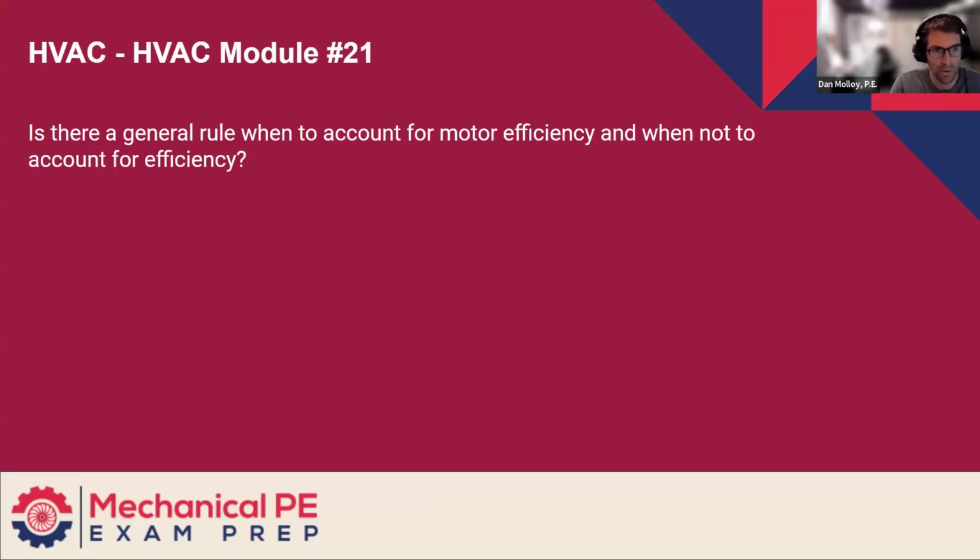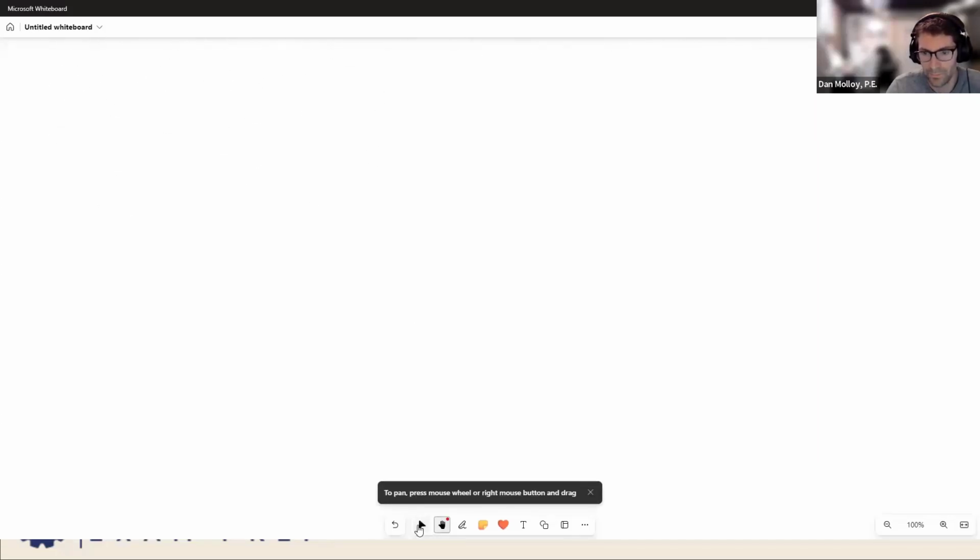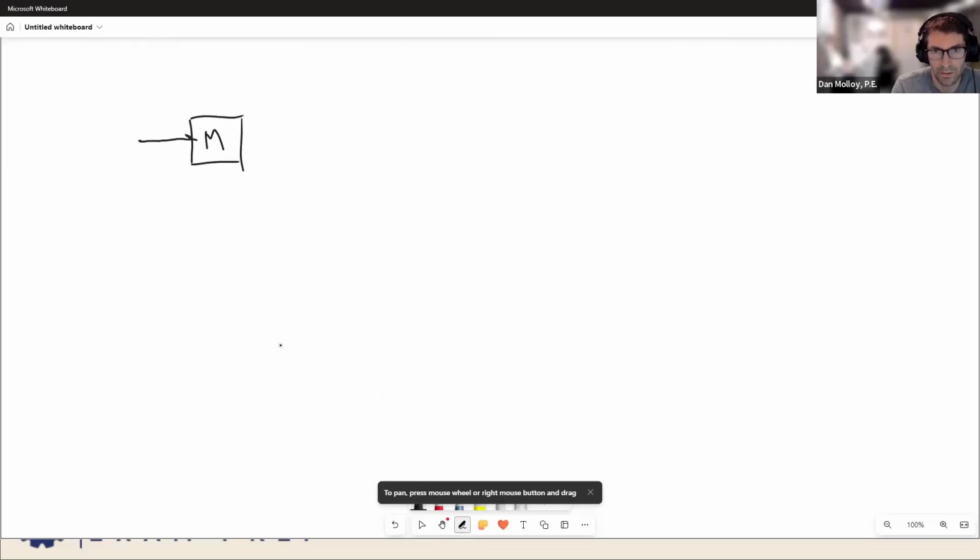One is to always remember that motors are rated in their output, which is bhp. So let's imagine we have a motor, and that motor receives some electrical input. Usually we think about that in kW. And then it produces some output, and usually we think about that in brake horsepower. Not that we have to, right?